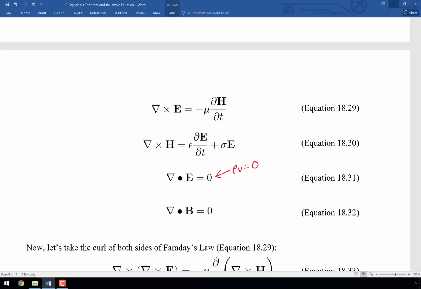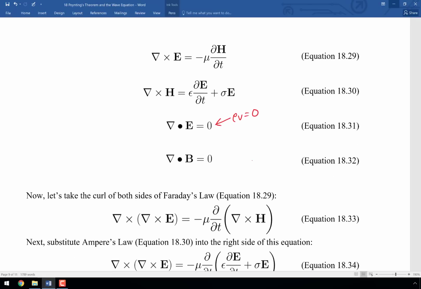Everything else here is the same as we've seen in the past, except of course, as I mentioned, we've reduced this down to just E and H. All of the other variables are going away. They've been replaced with the constitutive equations. Now I should mention that really these two equations aren't going to be useful to us. We're really going to focus on Faraday's law and Ampere's law, and that's sort of the same thing that we did in deriving the Poynting theorem. It's just that now we're doing it to derive the wave equation.